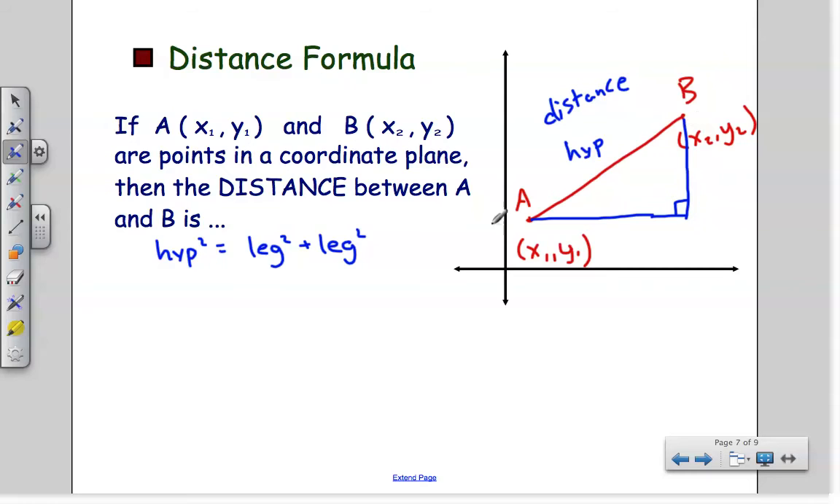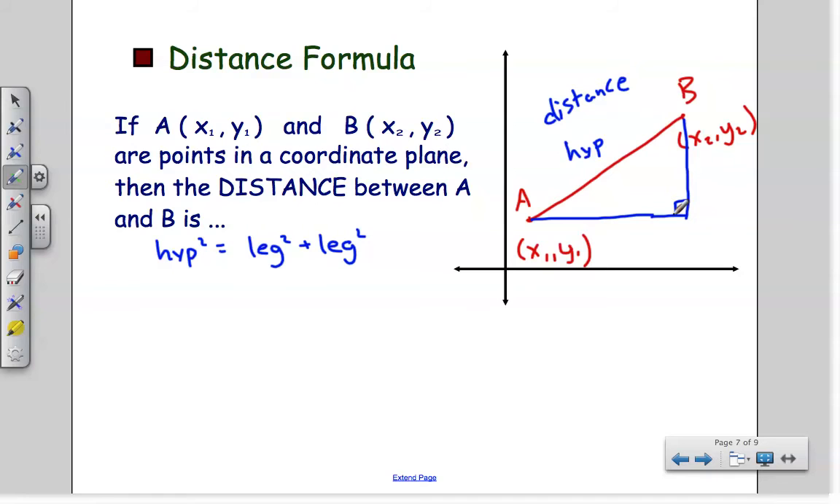So I know that the distance between A and B squared is one leg squared, which is here, plus the other leg squared. Thing is, I have to come up with what is the distance of each leg. Now this is moving which directions for this leg? This leg is moving horizontal, left and right. What variable does left and right? X.